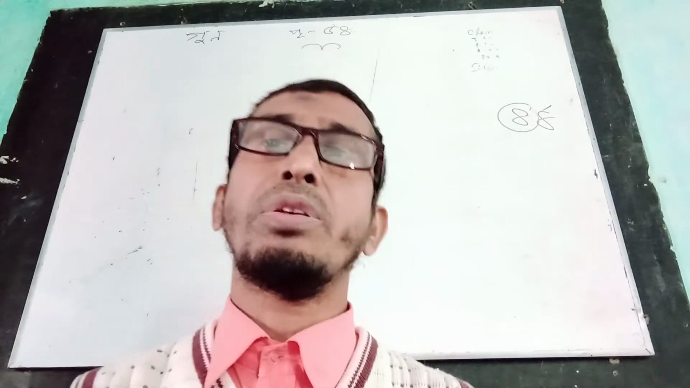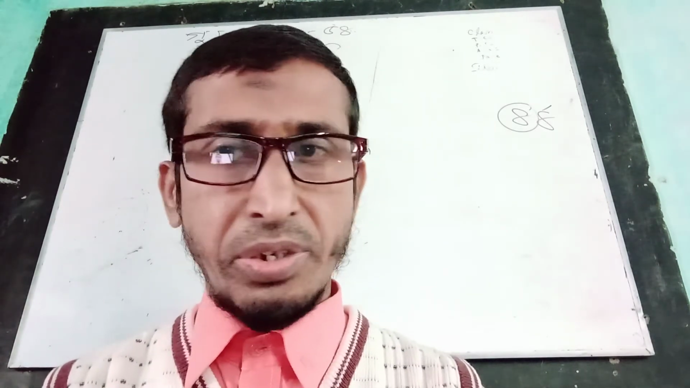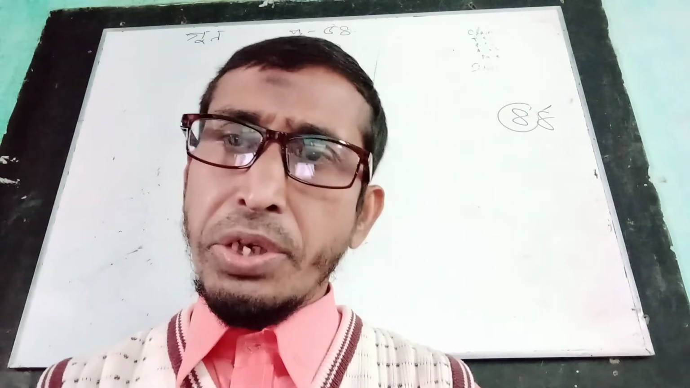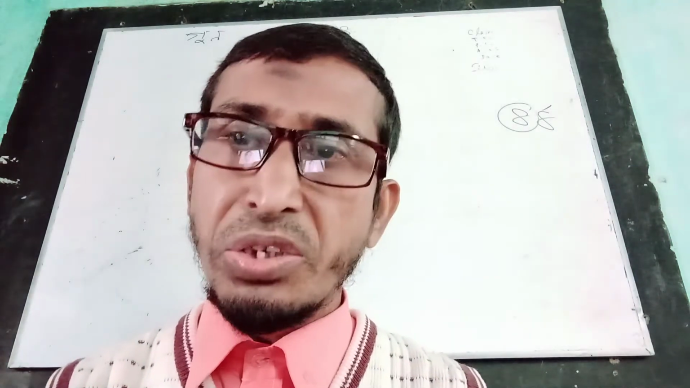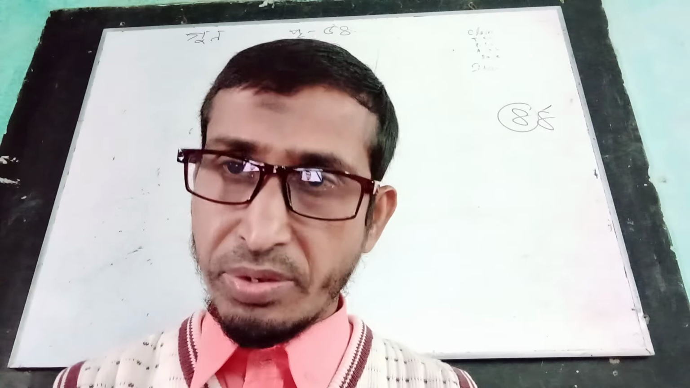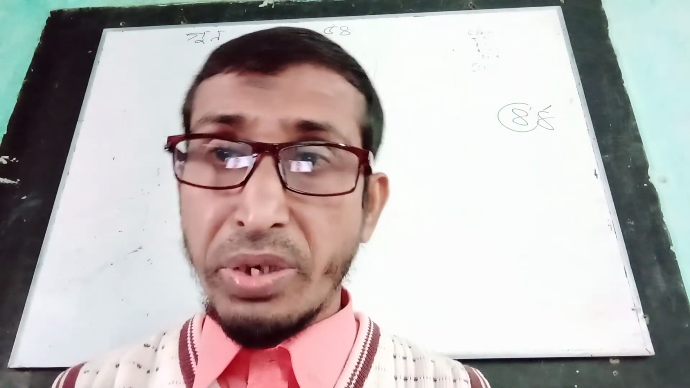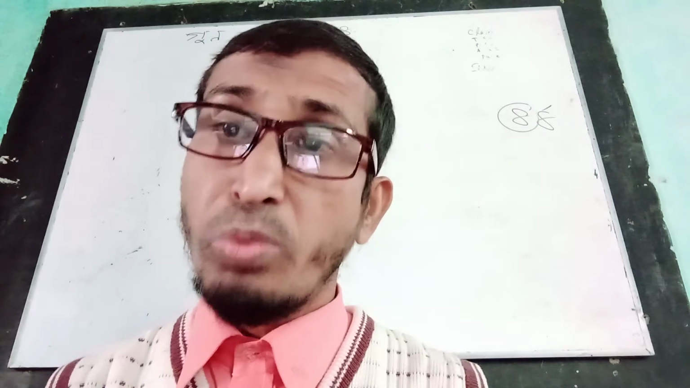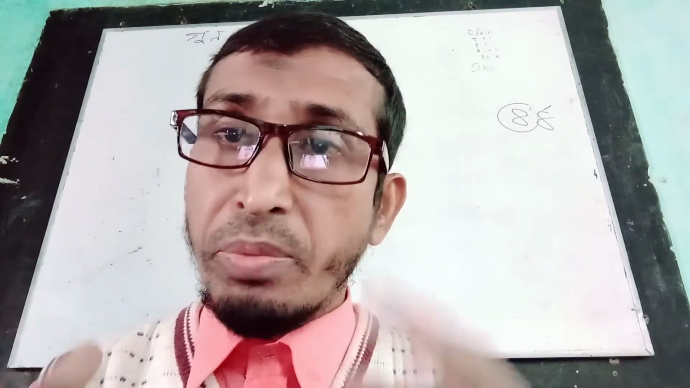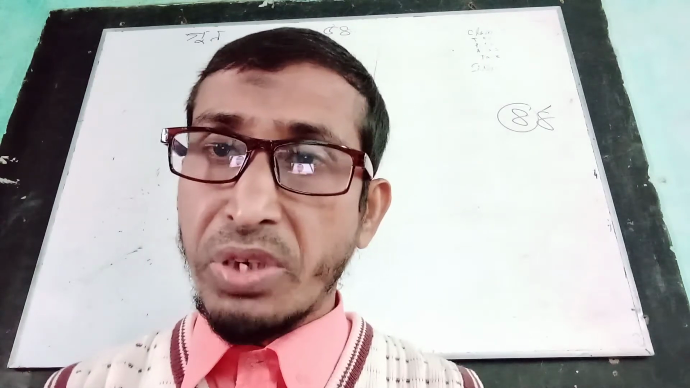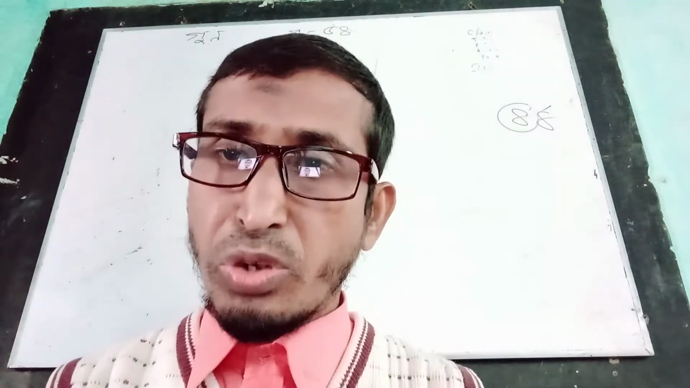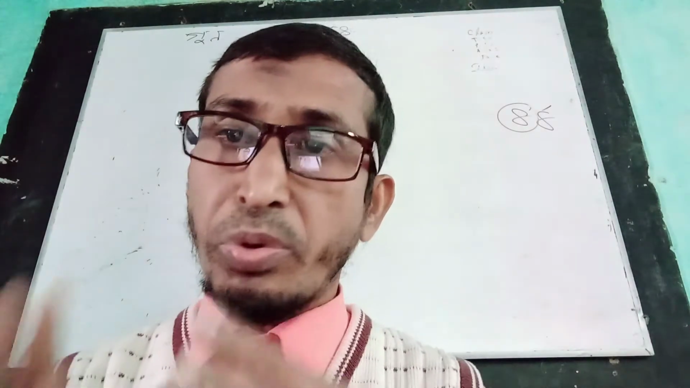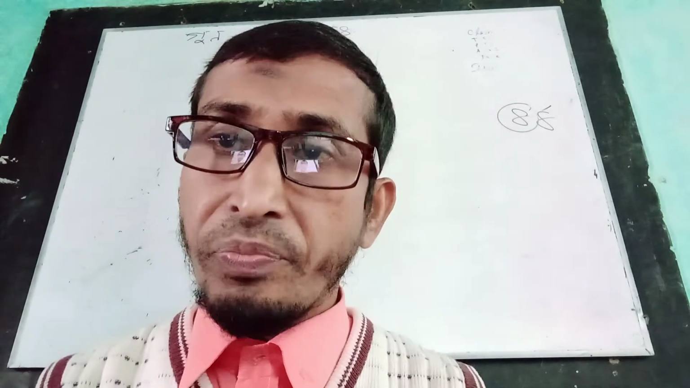Now, listeners and viewers, I am telling some rules of present indefinite tense. Okay, you know, if we want to make an interrogative sentence in present indefinite tense, we must use do or does before the subject. I am repeating, if anyone wants to make an interrogative sentence in present indefinite tense, he must use do or does before the subject. According to the demands of the subject, you must use do or does. If the subject is third person singular number, you must use does. And if the subject is first person, second person, or third person plural number, then we must use do before the subject in making an interrogative sentence.